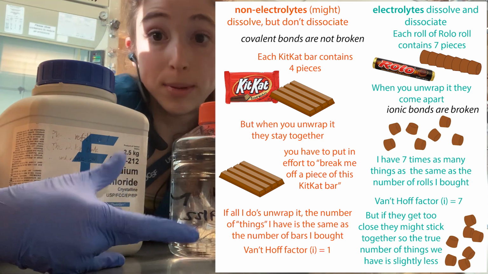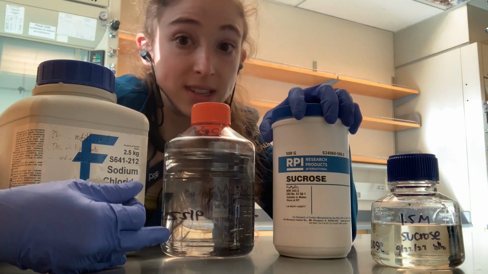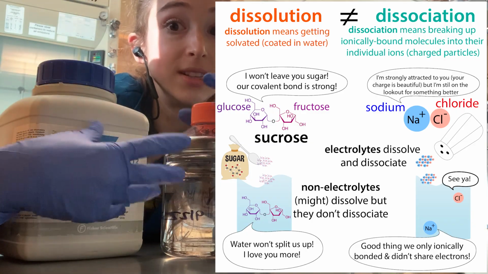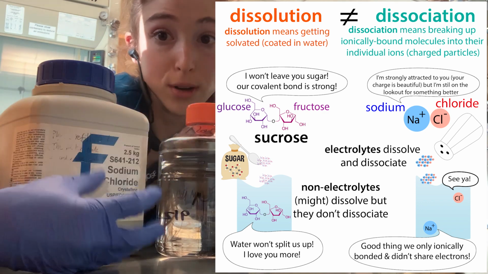But if you were to open up a Kit Kat bar, the bars stay together. That's kind of like sucrose. It doesn't dissociate, it just dissolves. So when something dissolves, it gets a full coat of water. But when something dissociates, it actually breaks up into its component ions, so charged particles.